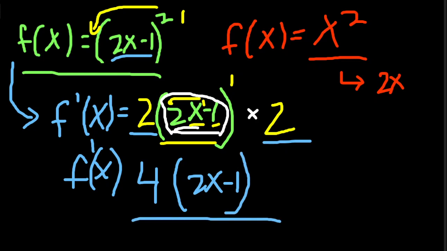So the main difference between this and this is that this one has a function inside the parentheses, while this one doesn't. It's just x, so it's really easy; you could just do the power rule. And this one, you're going to have to do the chain rule because the inside is more complex than just x. So we'll go to the next example. Hopefully that made sense a little bit.